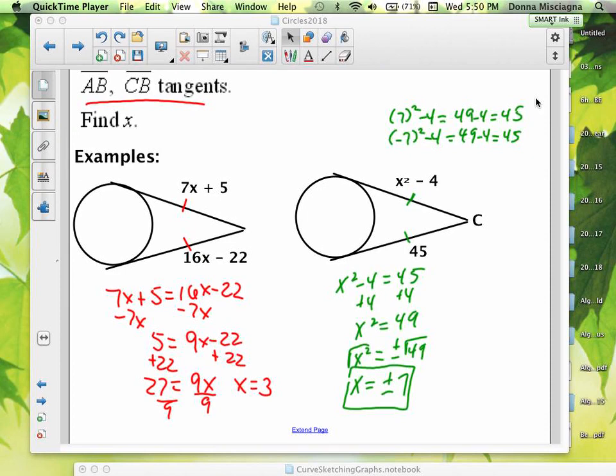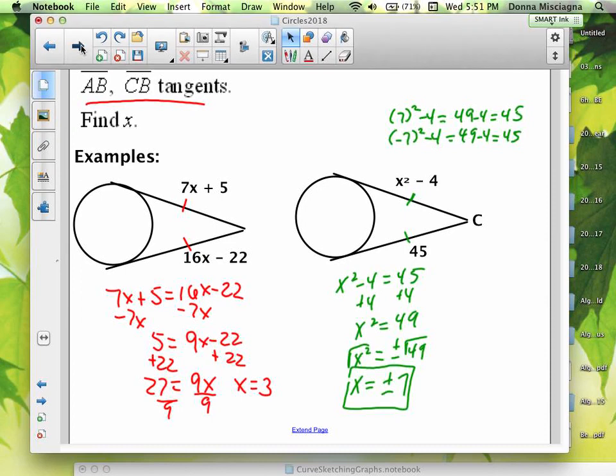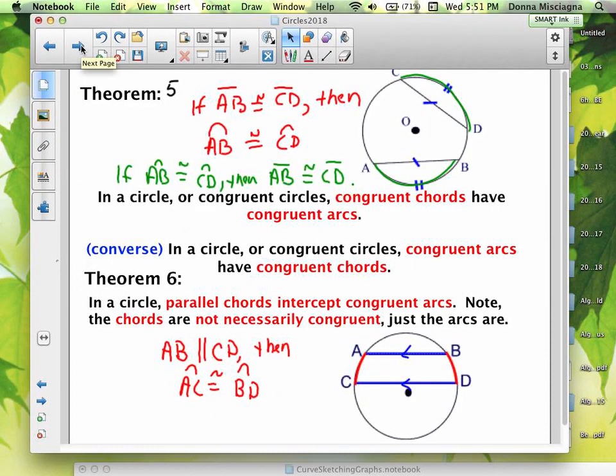Okay? So if you have two tangents, you know they're tangents, and they intersect, you can just set those tangent segments equal to one another and solve. They're going to be congruent. Right? So I think that's pretty straightforward. We're going to look at one more segment, actually two more segment relationships, but they're sort of related.